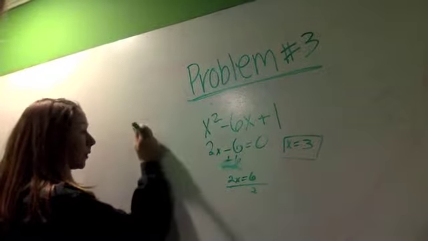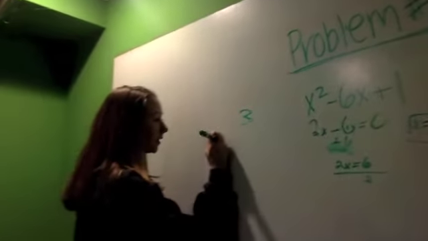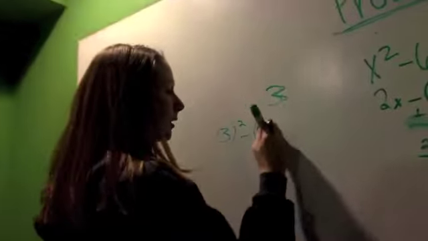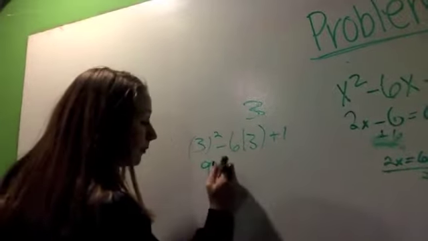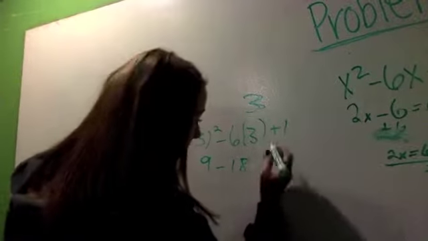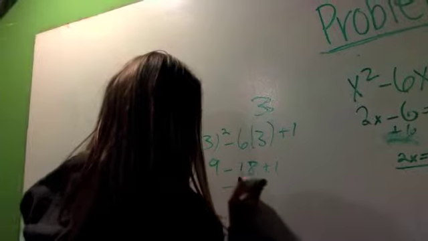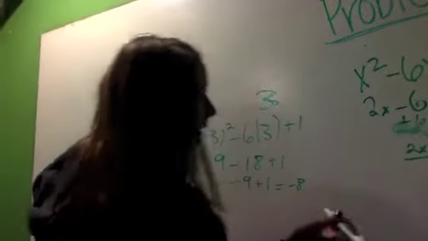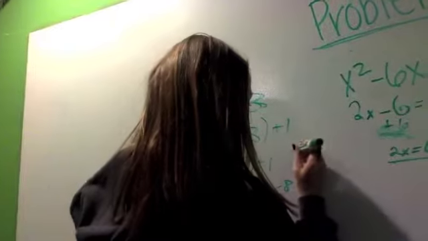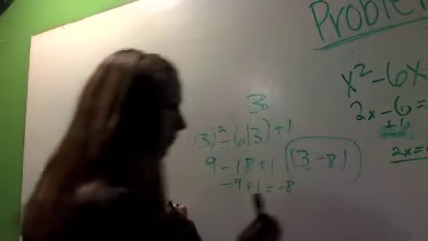So 3, okay, that doesn't give myself enough room. 3 squared minus 6 times 3 plus 1, so 9 minus 18 plus 1, so 9 minus 18 is negative 9, plus 1 equals negative 8. So your critical point would be 3, negative 8.